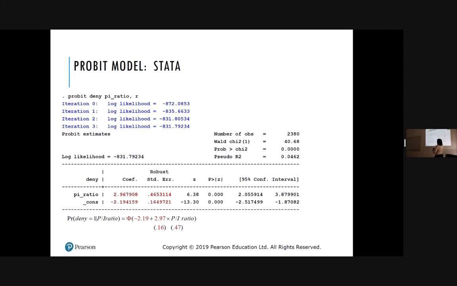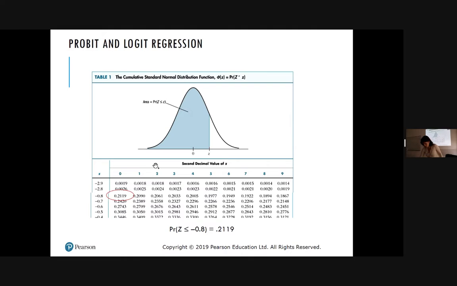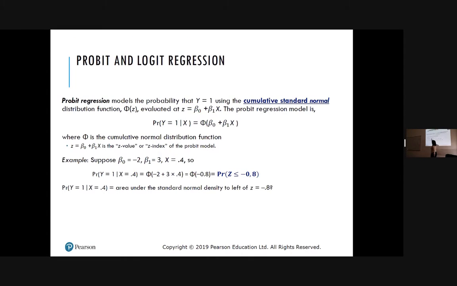Basically, this model can be written in this way. This is the probability that Y is equal to 1 given X, so the probability of being denied given the payment to income ratio of that specific entity. And this is the standard normal cumulative density function, phi, and then here we have beta 0 plus beta 1 X. These are the numbers that we estimated.